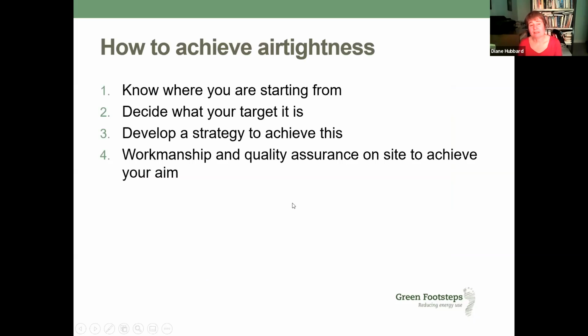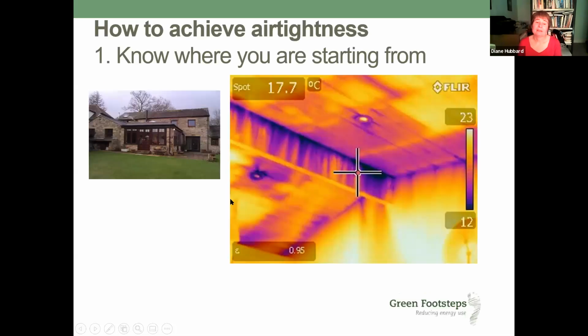So moving on a little bit to think about how we can achieve air tightness. And there's really four key areas to think about. One is knowing where you're starting from. You've then got to decide where your target is, develop a strategy, and then look at workmanship and quality assurance when the work is actually taking place. So talking a little bit more about each of those points.